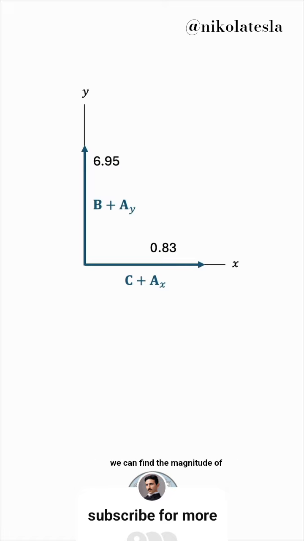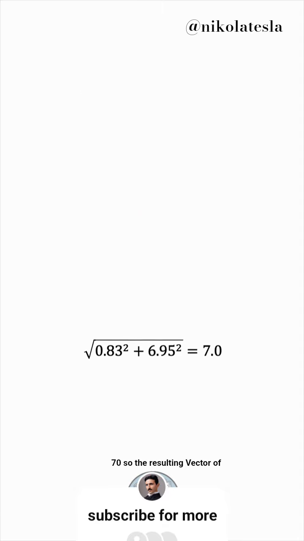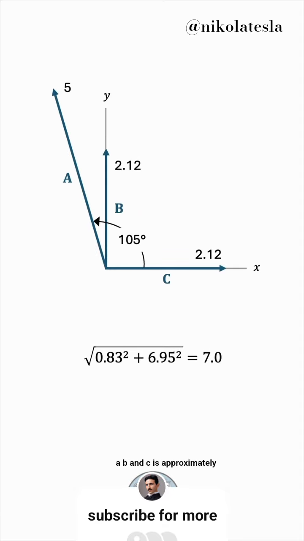And now we can find the magnitude of the resultant by applying the Pythagorean theorem. This works out to be 7.0. So, the resultant vector of A, B, and C is approximately 7 units long. Could you figure it out?